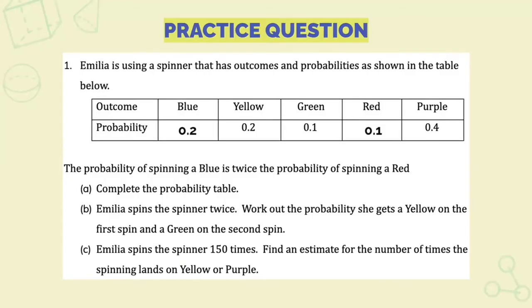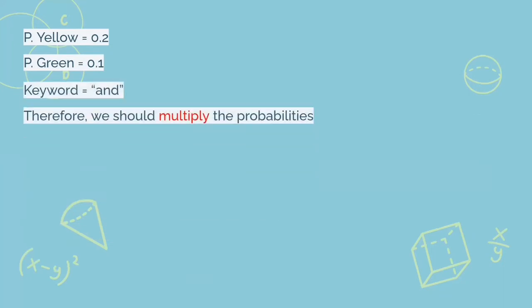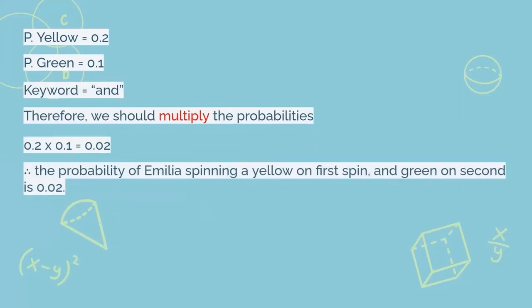Amelia spins the spinner twice. Work out the probability she gets a yellow on the first spin and a green on the second spin. Here I have written down the probability of yellow and green. And our keyword here is AND, which means we should multiply the probabilities. 0.2 multiplied with 0.1, you'll get 0.02.